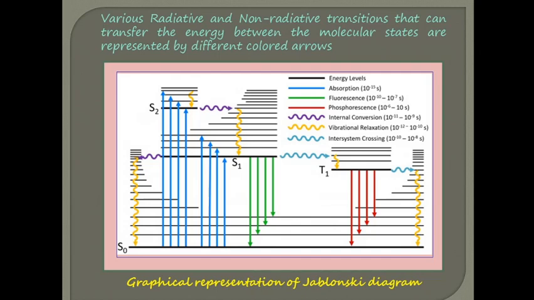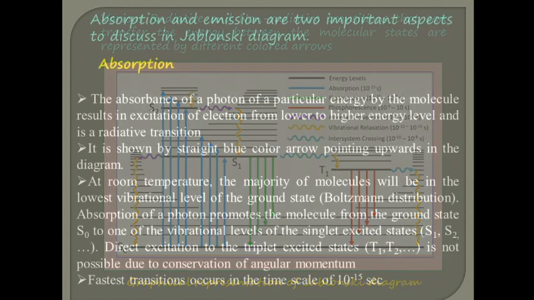Absorption is when a molecule absorbs energy and goes to a higher excited state. It may be the S1 state or S2 state. This is known as absorption, and there are different types of excitations. This indicates energy levels. The blue line indicates absorption, the green line indicates fluorescence, and the red line indicates phosphorescence. And there are internal conversion, vibrational relaxation, inter-system crossing, etc. This is known as the Jablonski diagram. It is a graphical representation of all types of excitations.